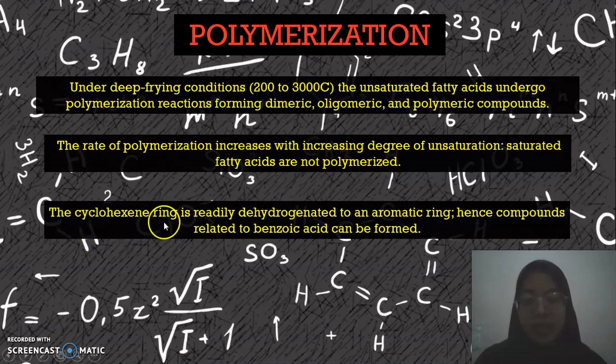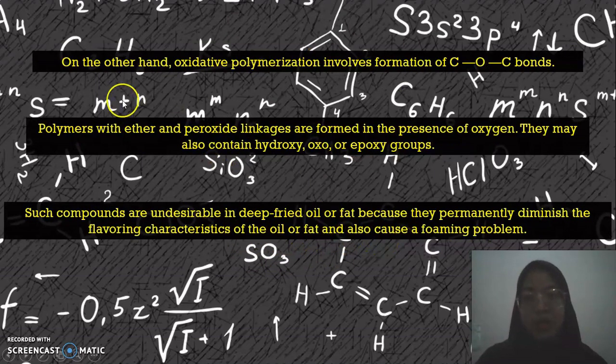The cyclohexene ring is readily dehydrogenated to an aromatic ring. Hence, compounds related to benzoic acid can be formed. On the other hand, oxidative polymerization will involve formation of C-O-C bonds, and polymers with ethyl peroxide linkage are formed in the presence of oxygen. They may also contain hydroxy, oxo, or epoxy groups.